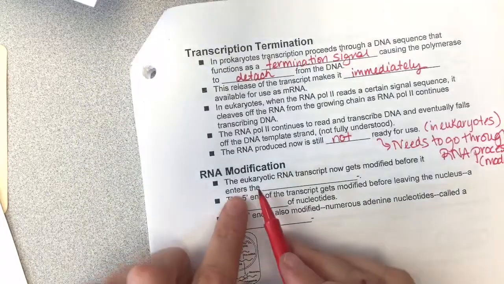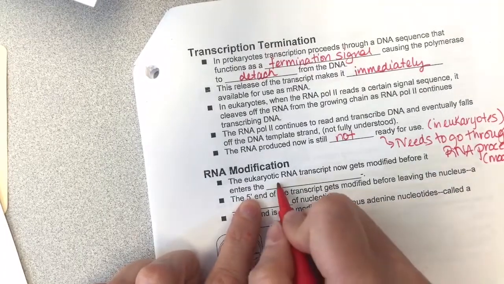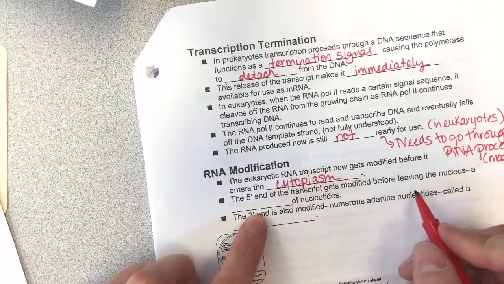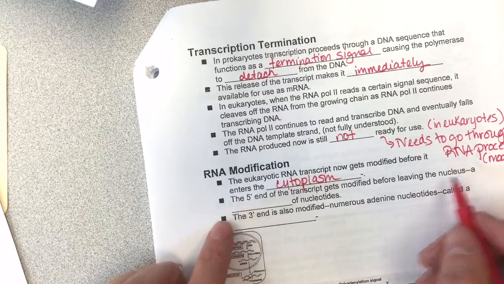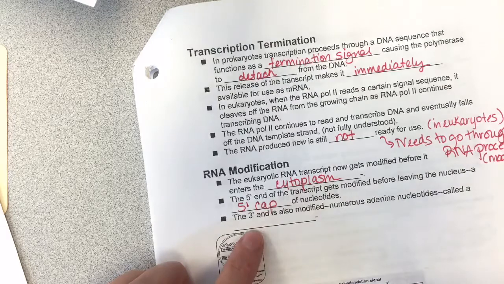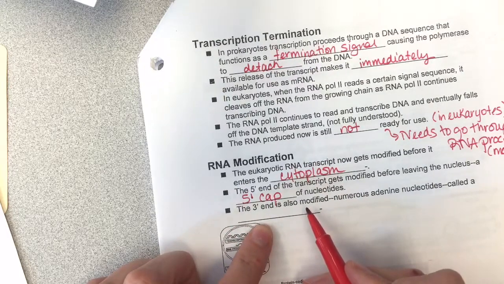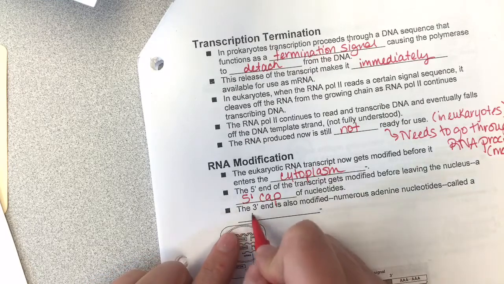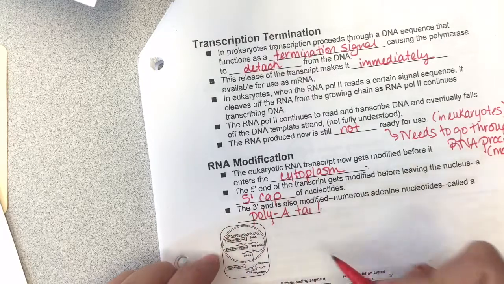Before, we talked about how it gets shorter and we cut out some things. So what is modification? The eukaryotic RNA transcript now gets modified before it enters the cytoplasm. The 5' end of the transcript gets modified before leaving the nucleus, and what happens is you get what's called a 5' cap of nucleotides. And the 3' end is also modified. They put a lot of adenine nucleotides. This is called a poly, meaning many, poly A tail. So they put on a cap and a tail.